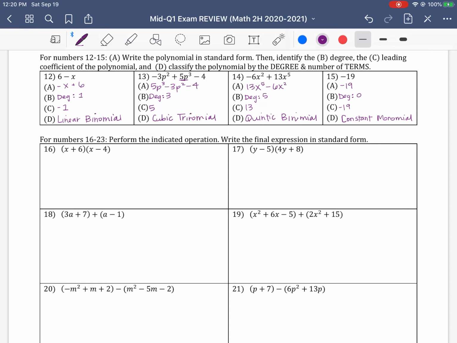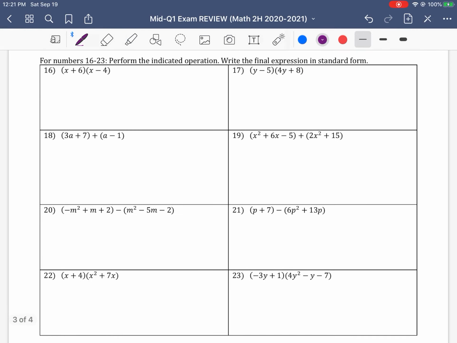Okay, make sure we're comfortable with all of that terminology and that we're very comfortable with putting it in standard form if asked to do so. Notice the next section asks you to perform the indicated operation and write the final expression in standard form, which will be asked of you on your test as well. So we talked about when we look at polynomial operations, we need to look right between them and see what operation it's asking us to do. If the parentheses are next to each other, that's multiplication. If there's an addition sign here, we're just combining like terms. If there's a subtraction sign, we need to take care of the negative and then start to combine like terms. So just recognizing which operation is being indicated.